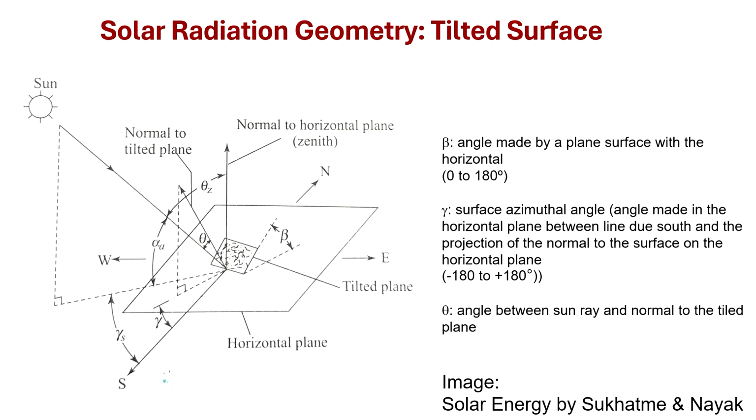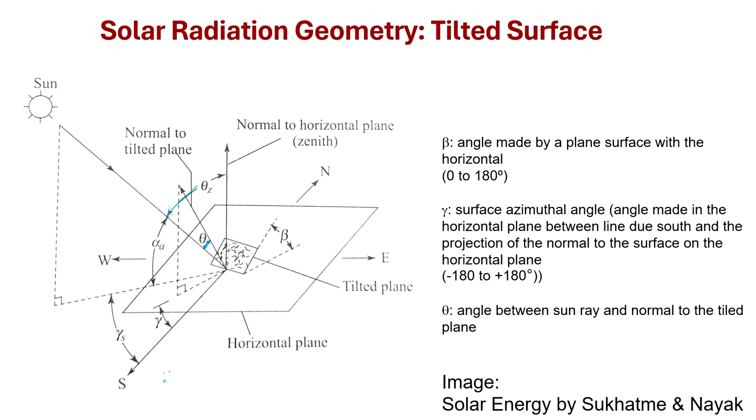So, this is a picture which is taken from the book Solar Energy by Sukhatme and Nayak. So, let us say we have this horizontal plane, and on this we have a surface which is kept at angle beta. So, this is the sun, the sunbeam is coming at an angle theta with respect to the normal of the tilted plane, theta is the angle, and naturally the angle between the horizontal normal, which is the zenith, and the sun will be theta z.